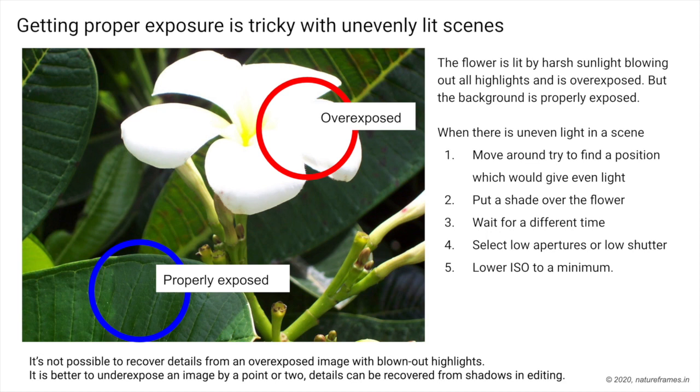So when there is uneven light in a scene, move around, try to find a position which would give you even light. Put a shadow over the flower so that it is not overexposed. Wait for a different time of the day. Select high apertures or low shutter to let in less light. Lower ISO to a minimum.